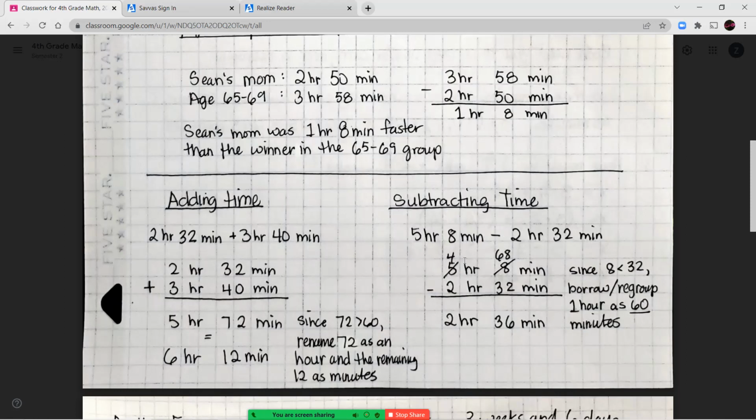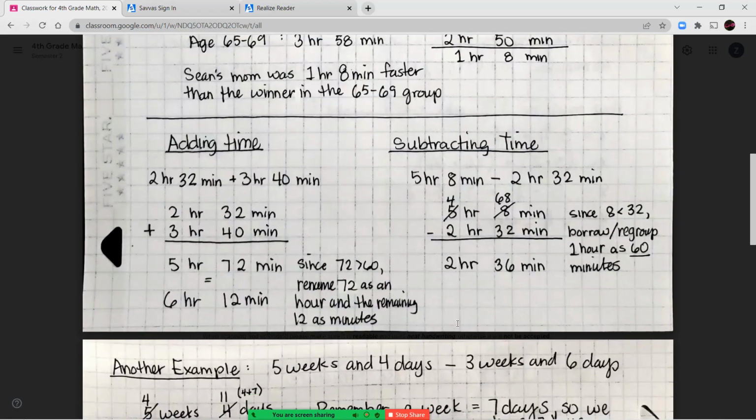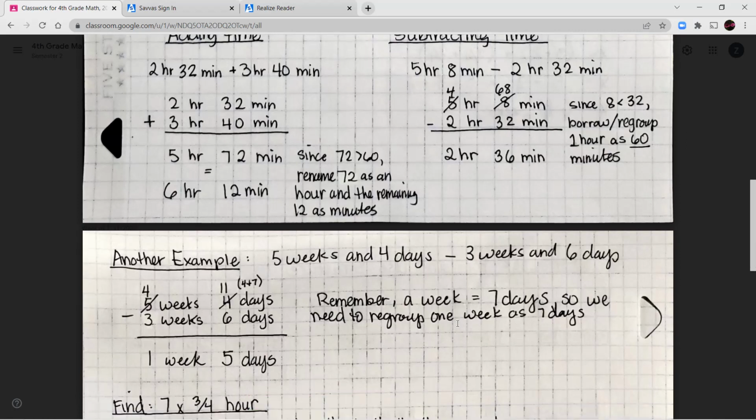So instead of having 5 whole hours, I'll have 4 hours and 60 minutes plus the 8 minutes that I already had here. So this 8 becomes a 68. Now 68 minus 32 will leave me with 36 minutes, and 4 hours minus 2 hours leaves me with 2 hours. So you have to be really careful with the units that you're working with. Pay attention to what units you're using and how you group and regroup them.